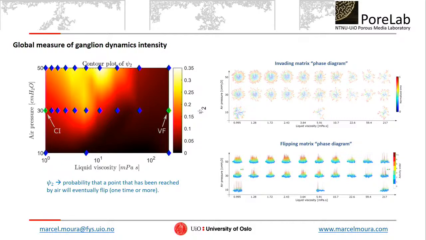So we have characterized this dynamics with this global measure here that gives a probability that a point that has been reached by air will flip again. So this is one number that we associate with one experiment. And that's what you see in the heat map here. And then the points that are marked here, this is the actual experiments, and the rest is interpolated. The data in the background, and we see that as you move towards this region of the diagram, which is again high pressure and lower viscosities, that's where this heat map increases. So that's where we have higher probability of this flipping of states happening. So that's basically a measure of intermittency for the model.